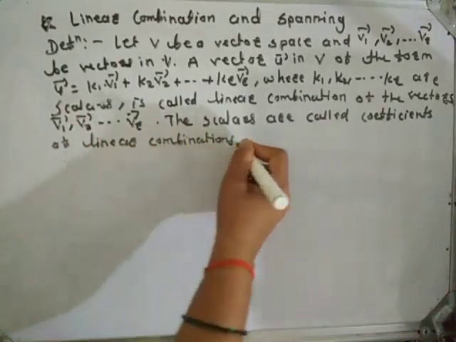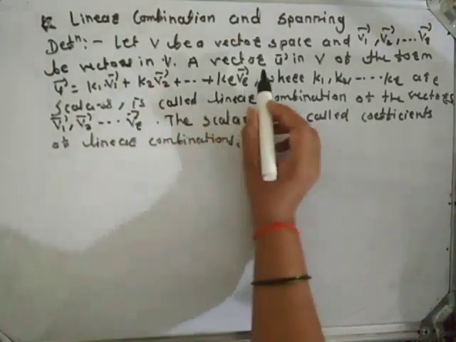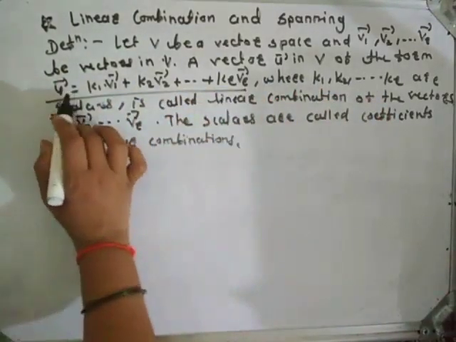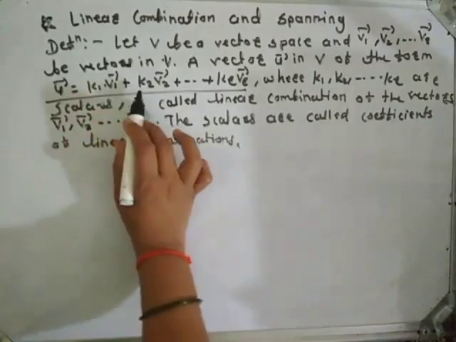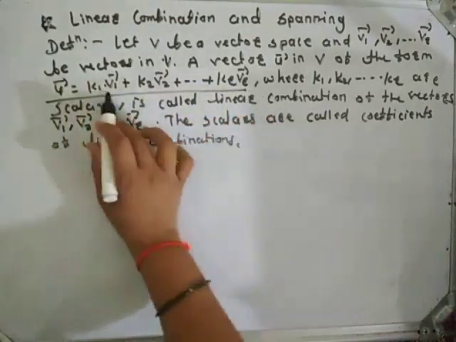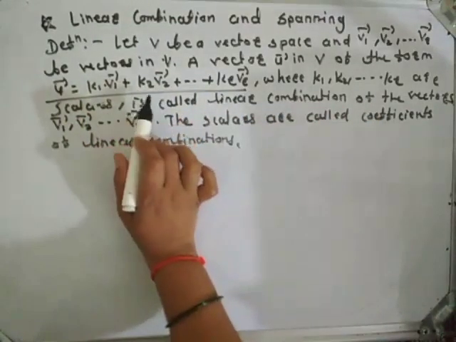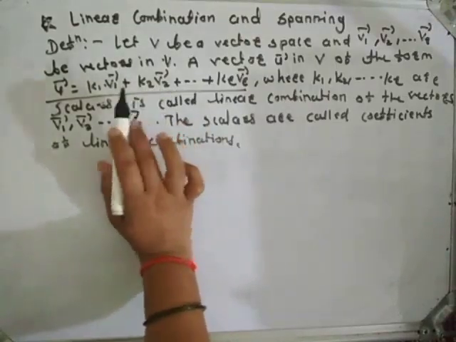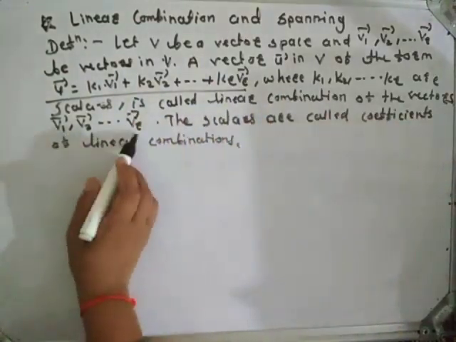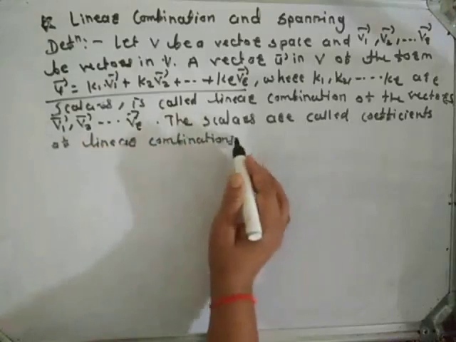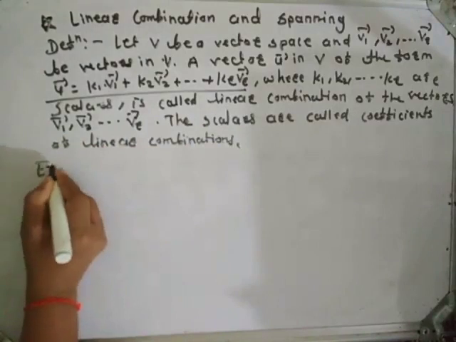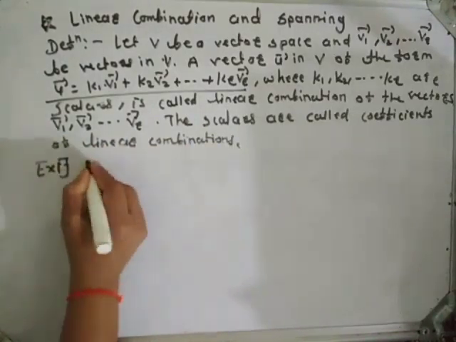Okay. Students, see here, what is linear combination? A vector U bar in V is of the form, means U bar can be written as K1 into V1 bar plus K2 into V2 bar plus and so on up to KR into VR bar, where K1, K2, KR are scalars. This is called a linear combination of the vectors V1 bar up to VR bar, and the scalars are called coefficients of the linear combination. Okay. Now see example.